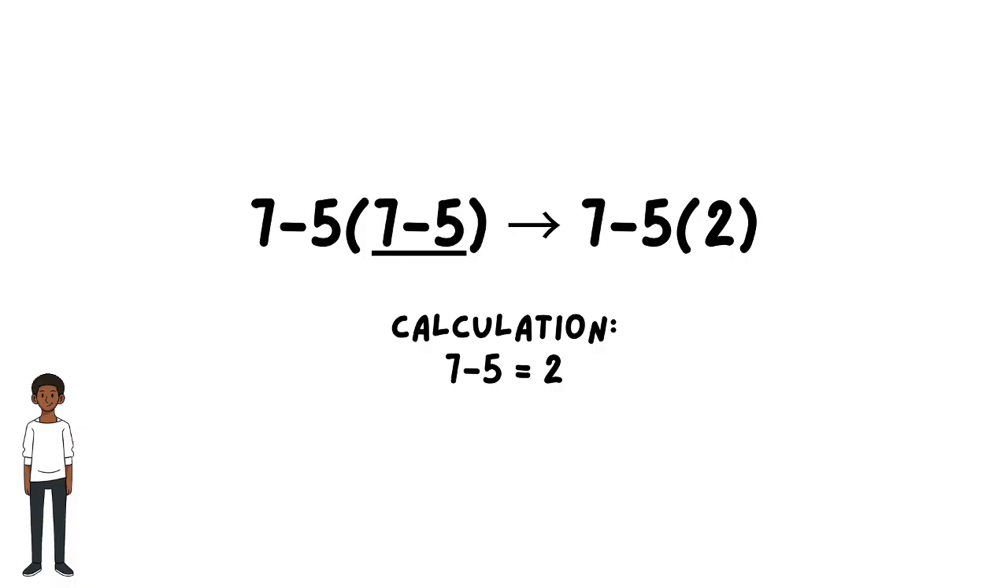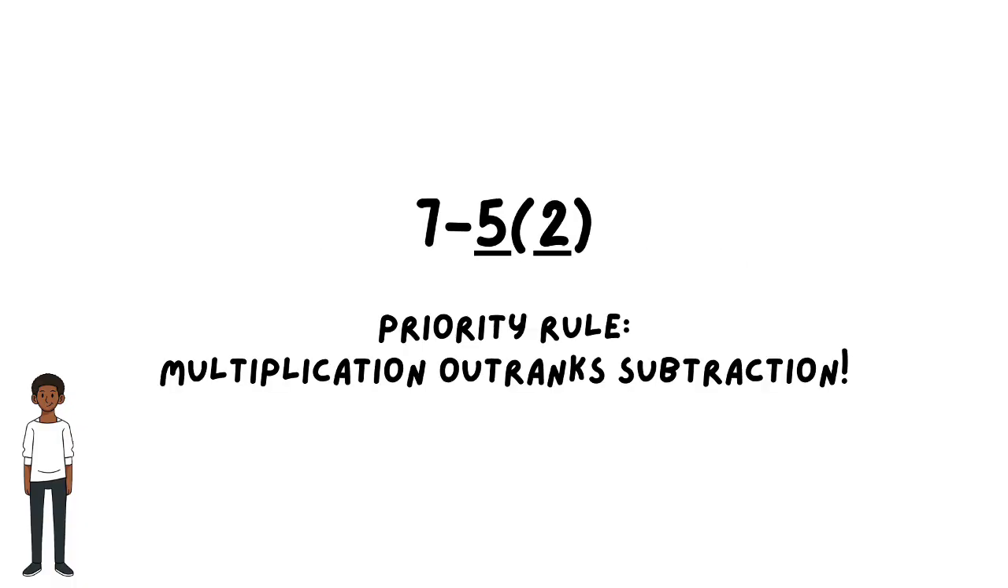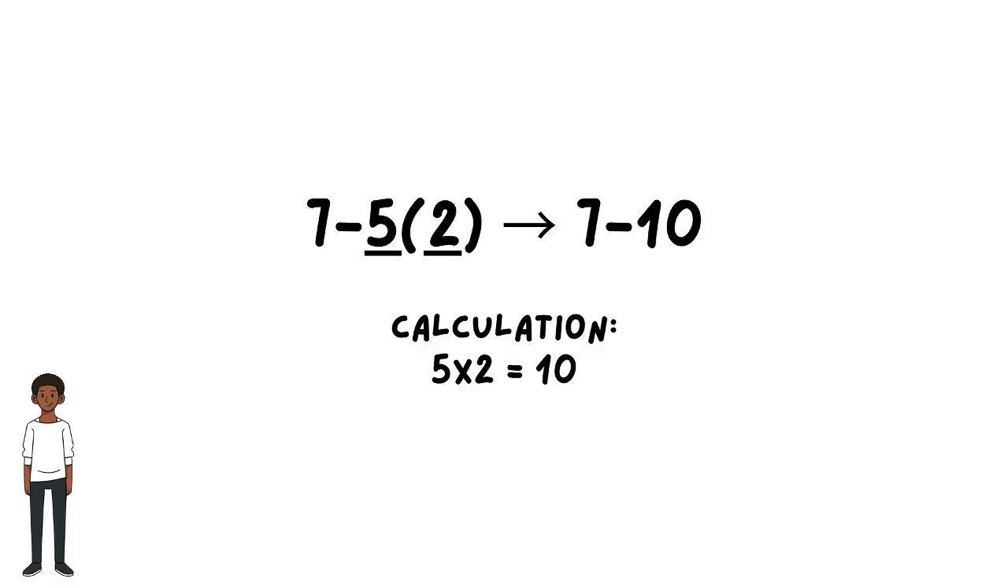Substituting 2 back into our expression leaves us with 7 minus 5 times 2. Now we have subtraction and multiplication remaining. Since multiplication takes priority over subtraction, we must evaluate 5 times 2 before subtracting. Step 2. Multiply 5 by 2. 5 times 2 equals 10. Substituting 10 back in simplifies our expression to 7 minus 10.